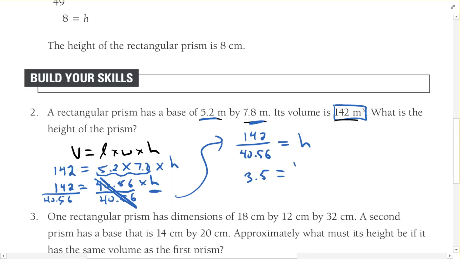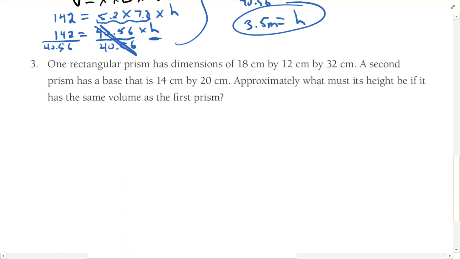So the height here is going to be 3.5. And then just go back and make sure you got the right unit. So 3.5 meters. And then circle your answer. Okay. Number 3.